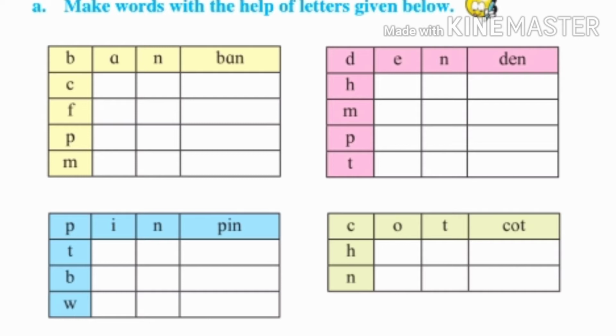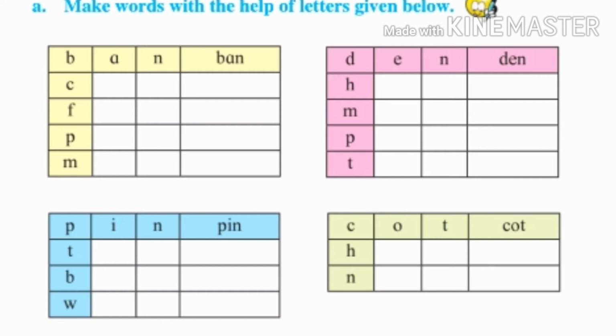In the same way we can use AN after different letters, means after C, after F, after P, after M, and we can make different words. For example, when we use AN after C, we get the word can. When we use AN after F, we get the word fan. In the same way, when we use AN after P, we get the word pan. After that, when we use AN after M, we get the word man. In this way, we can build different words.